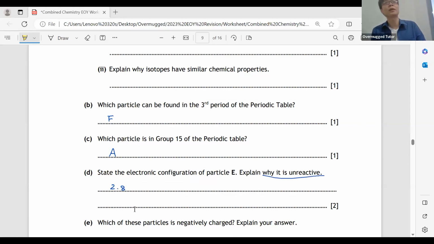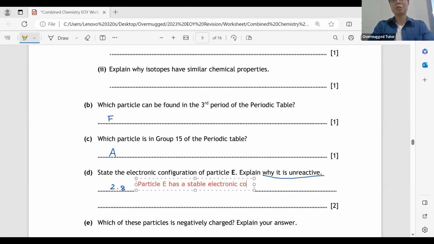Explain why it is unreactive. Neon is an example of a noble gas. So I say noble gas exists as individual atoms. Why? Particle E has a stable electronic configuration and does not gain, lose, or share electrons. It's happy already because it has a full shell already.